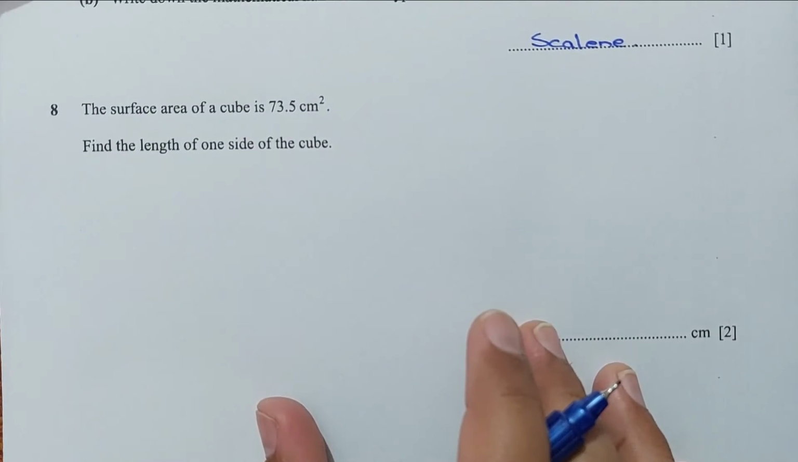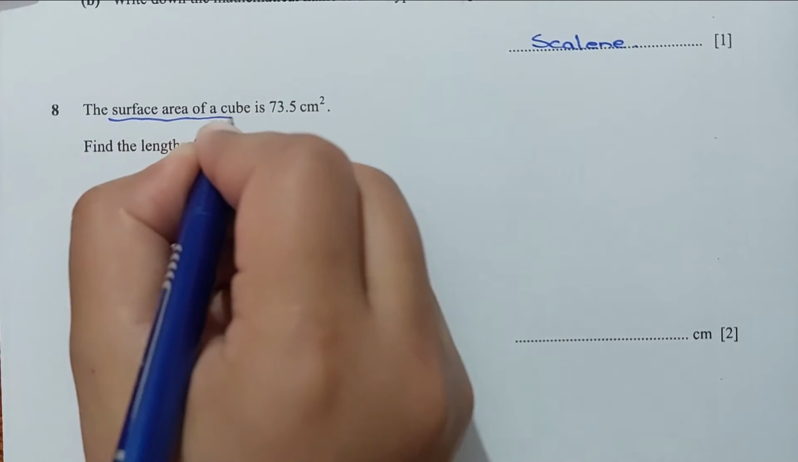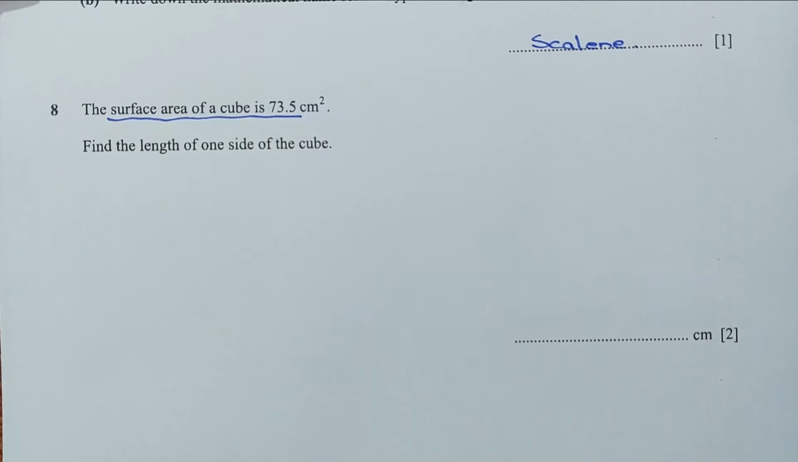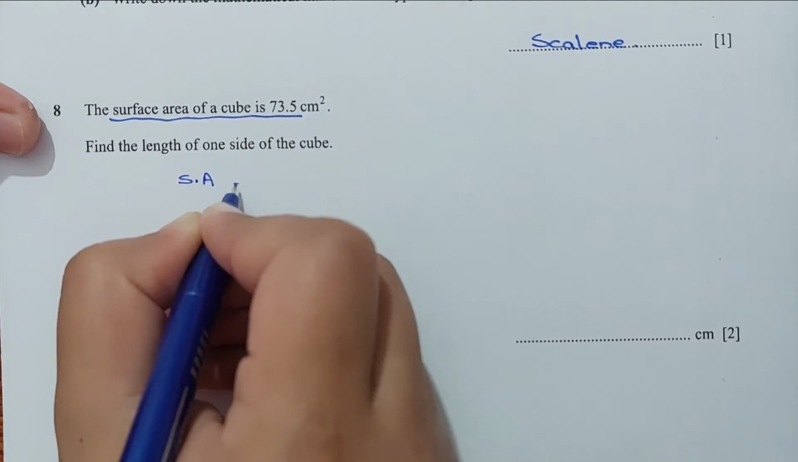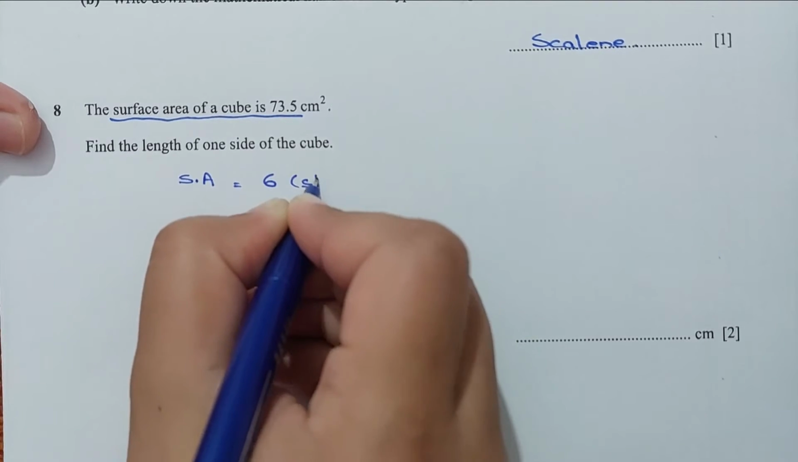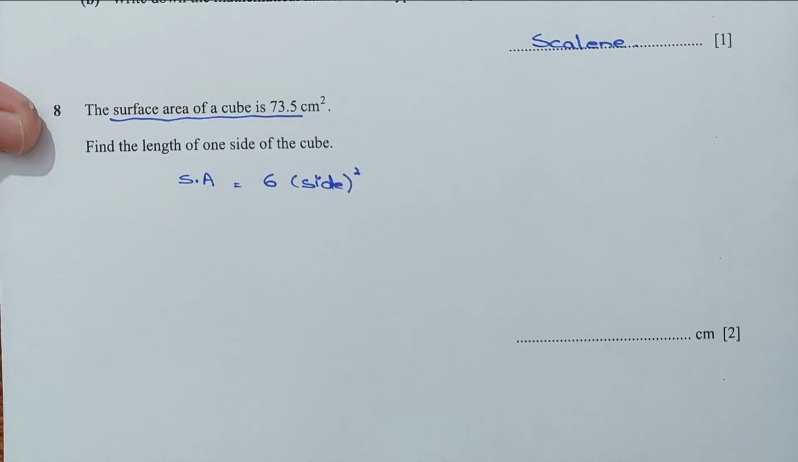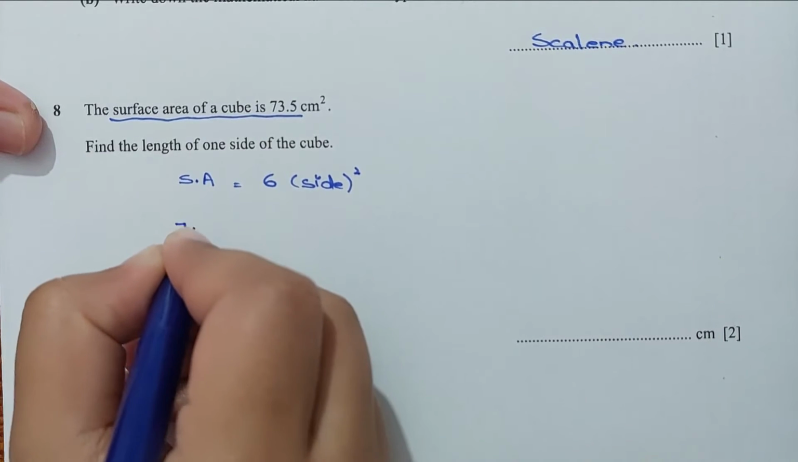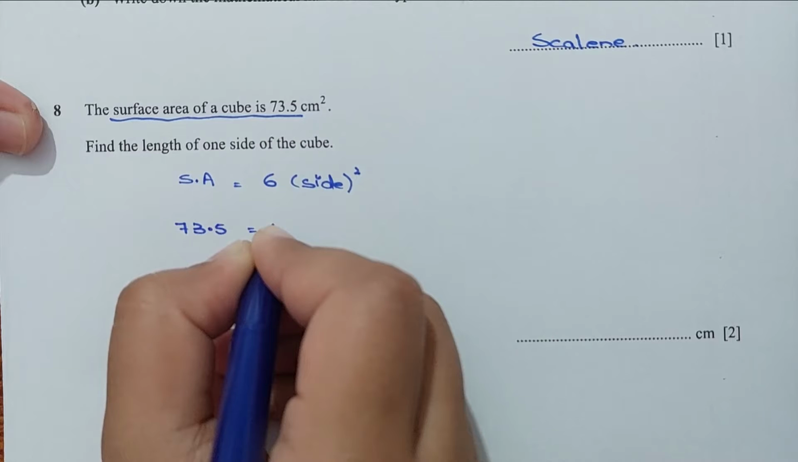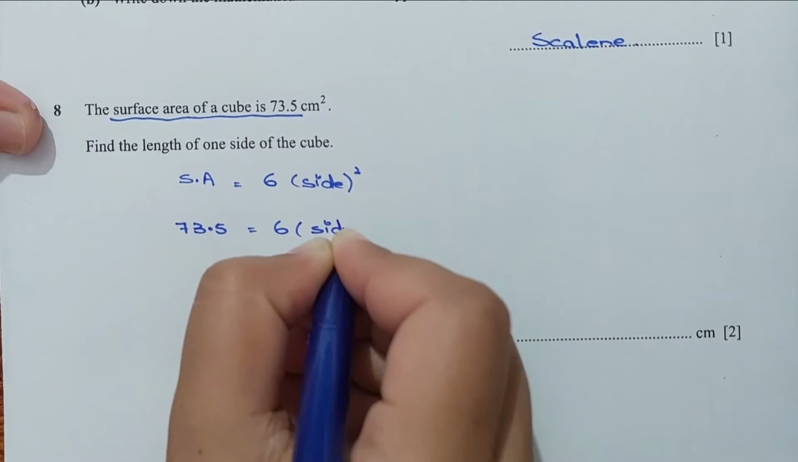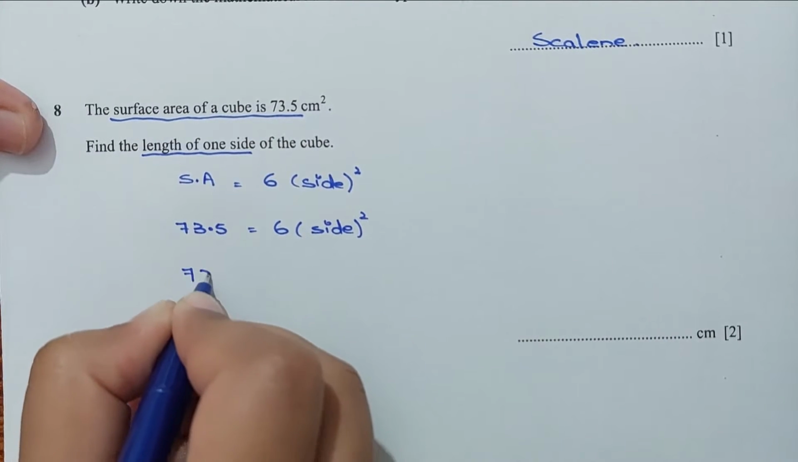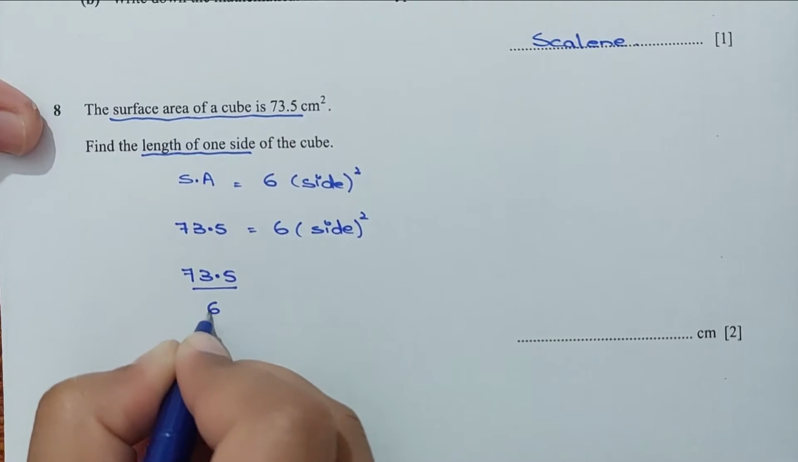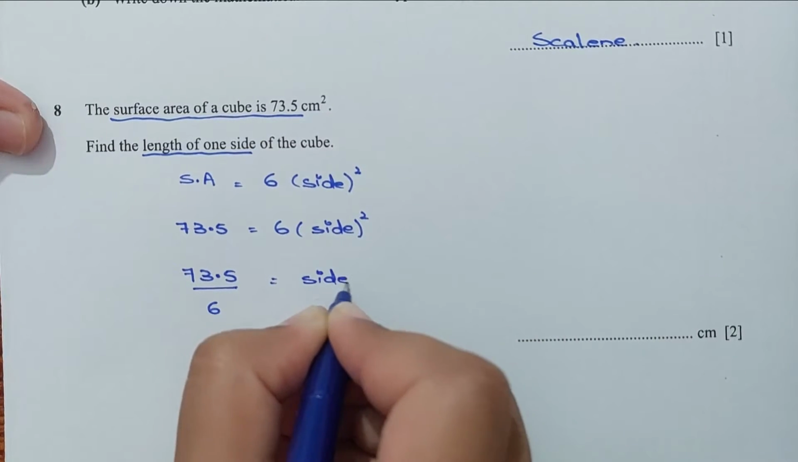Right. Question number 8, the surface area of a cube we have given is 73.5 centimeters square. Find the length of one side of a cube. So the surface area of a cube is equals to 6 times side square, length of each side square, right? Surface area is 73.5 and this should be equals to 6 into side square. We have to find the length of one side of a cube. So 73.5 we have to divide by 6. This is equals to side square.